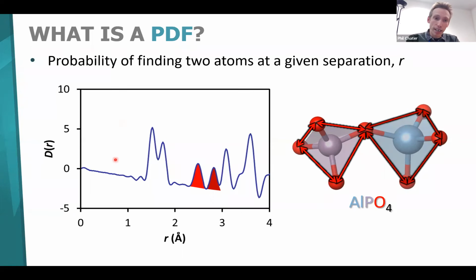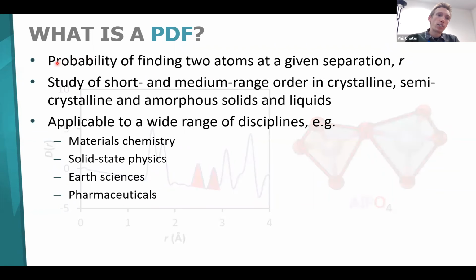But it is entirely quantifiable. If we have a model, we can generate our PDF. And equally, if we have our PDF, we can try to generate a model which is consistent with that PDF. So it's used for the study of short and medium range order. And typically the PDF used to be the domain just of liquids and gases. But increasingly it's also being used to look at crystalline and semi-crystalline materials.